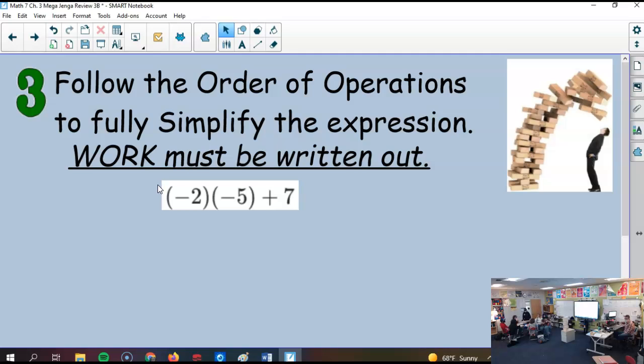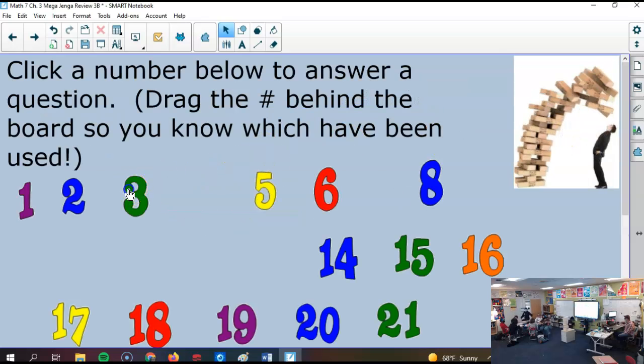So, Peyton, what'd you get? How'd you get it? Mallory's so excited to tell us a negative times a negative is a positive. So come on up or send somebody. Next person. Daniel, give me a number.